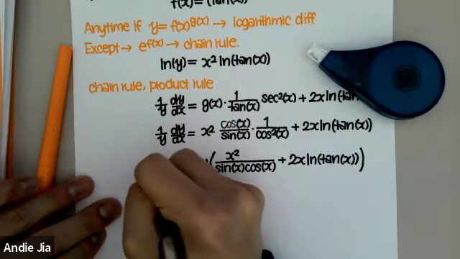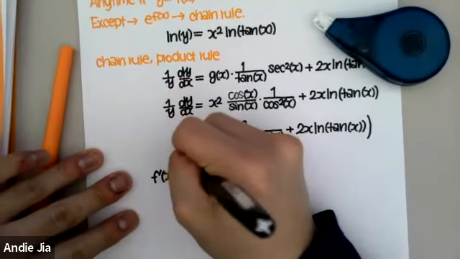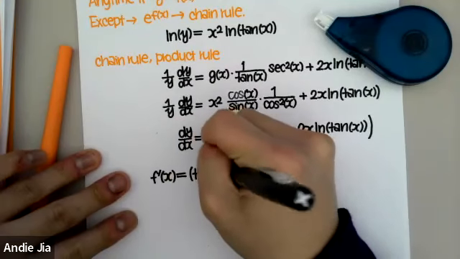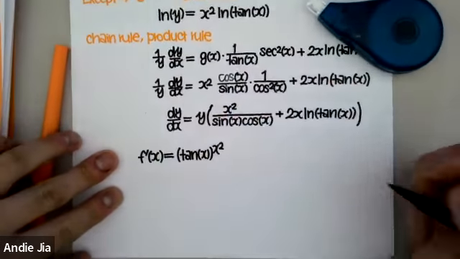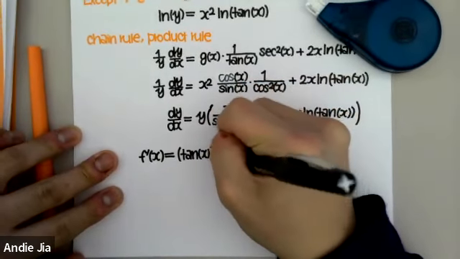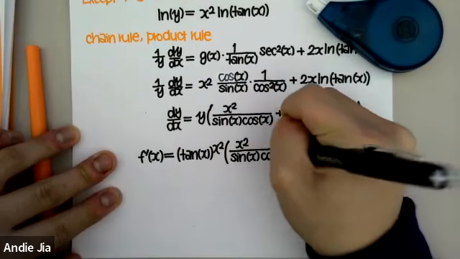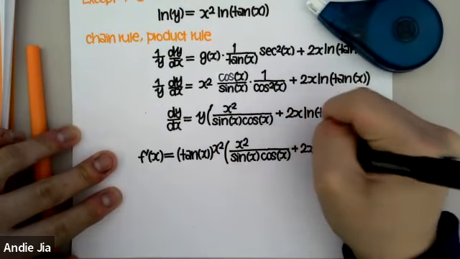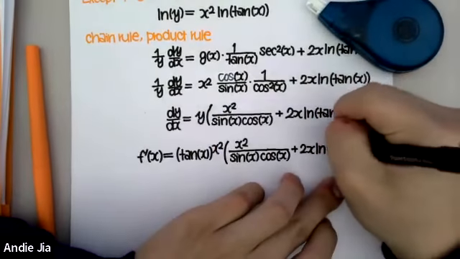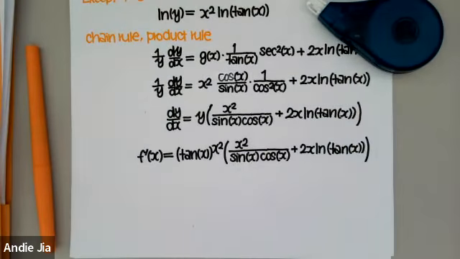So f prime of x is equal to the tangent of x to the power x squared, multiplied by this expression, plus 2x times the natural log of tangent of x. And that's just what you want for the derivative of a logarithm differentiation.